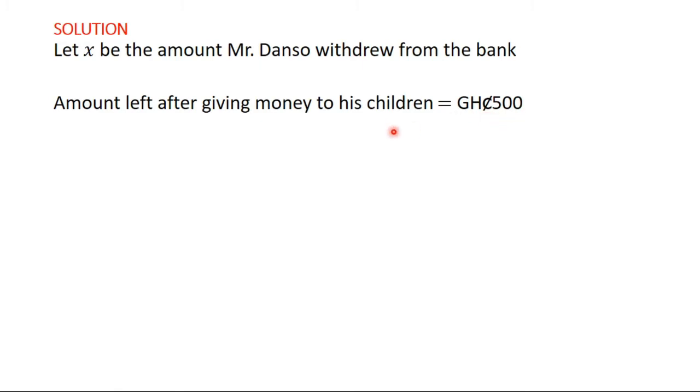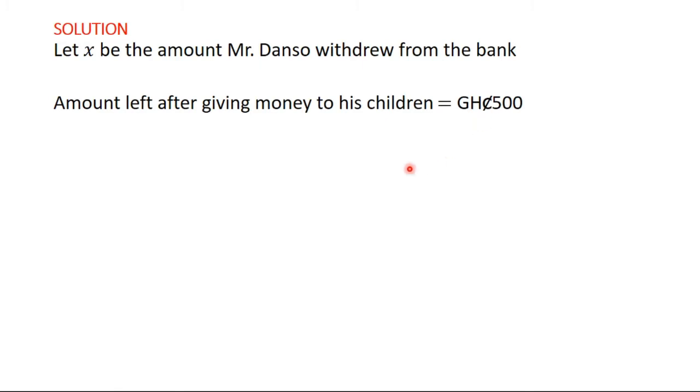We need to find the amount of money left after he gave money to his children in terms of fractions. Then we can equate what we have in fractions to what we have in terms of actual money so that we will be able to find X. So that's our main goal. We have been given the amount of money left after he gave money to his children to be 500 Ghana cedis in terms of actual money, so we are going to start from there.